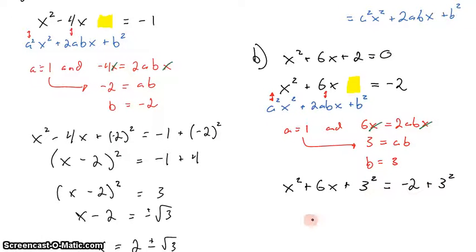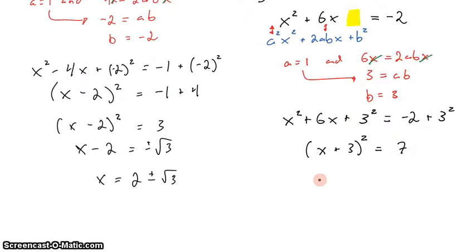This is a perfect square. It's x plus 3 squared. And on this side, I have 9 take 2, that's 7. Taking the square root of both sides gives me x plus 3 equals plus or minus the square root of 7. And finally, subtracting 3 to the other side gives me negative 3 plus or minus the square root of 7.